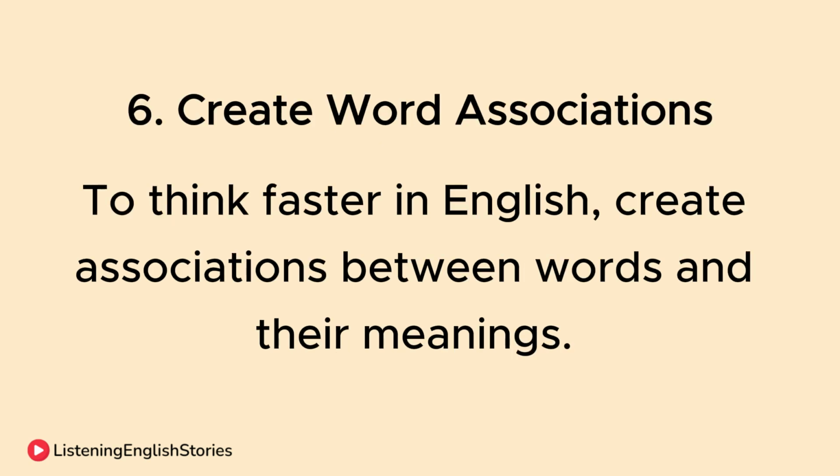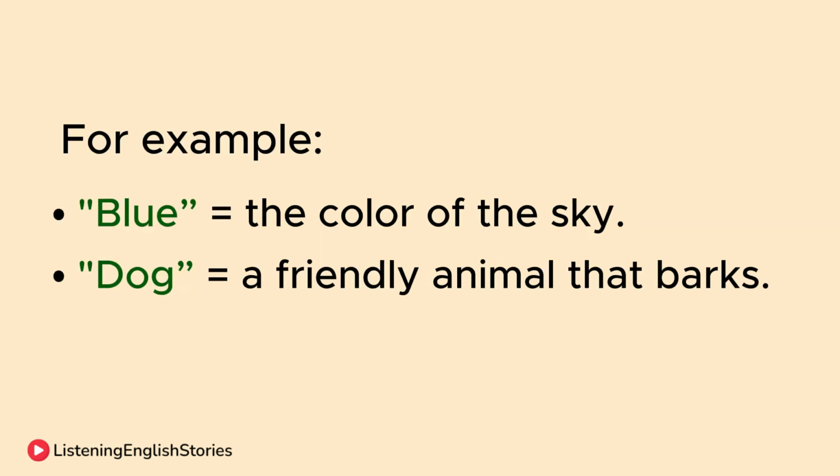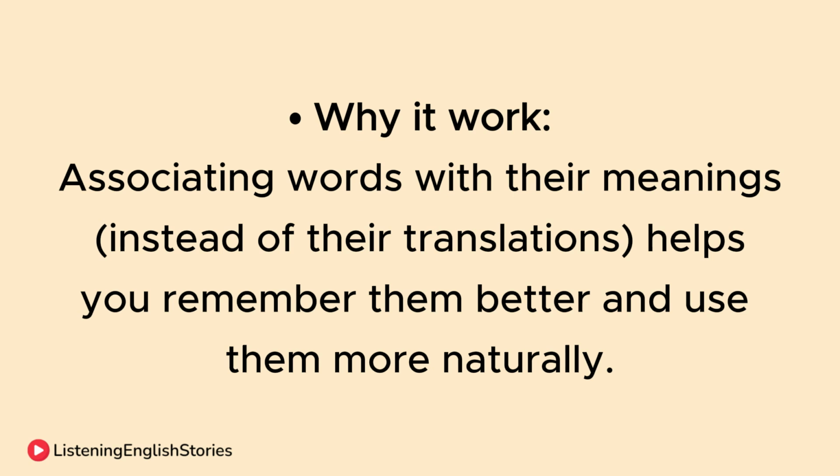6. Create word associations. To think faster in English, create associations between words and their meanings. For example, blue equals the color of the sky. Dog equals a friendly animal that barks. Why it works. Associating words with their meanings instead of their translations helps you remember them better and use them more naturally.